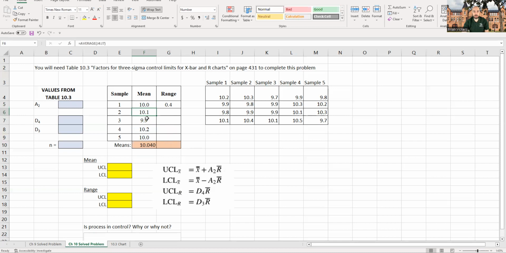This is X bar, this is X bar, this is X bar. All these are X bars. This bottom one is X double bar, because it's the mean of these 5 means. And I'm going to use that in my formula down here to find my control limits.